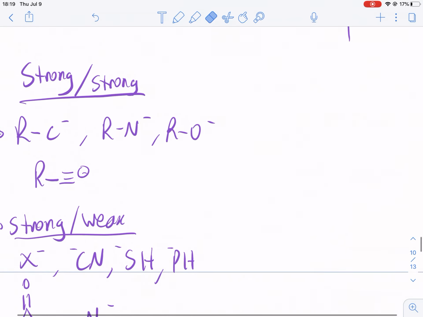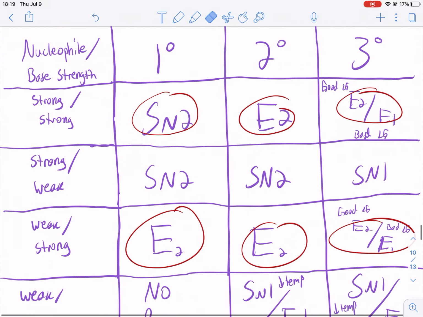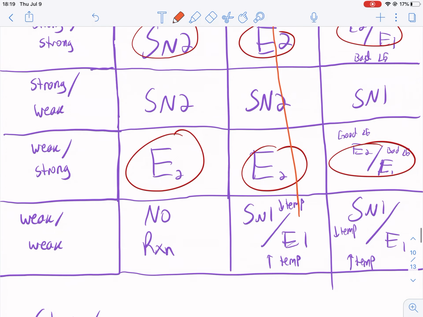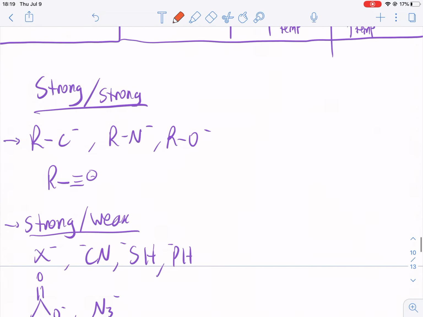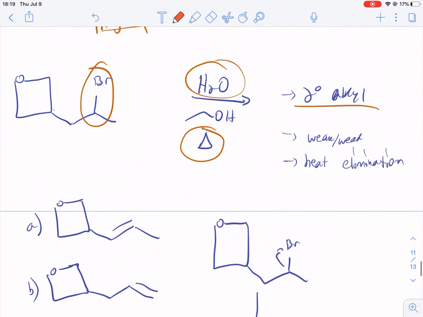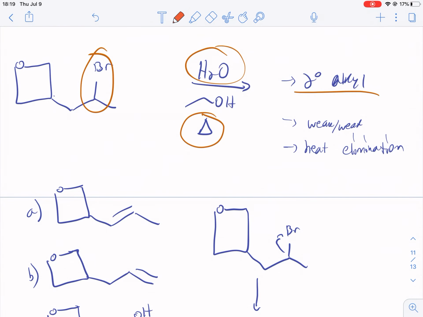So I go to my chart to double check real quick. Secondary alkyl halide, weak nucleophile, weak base, and it's hot, so it's going to be E1. If you reference this chart as you do homework, you won't have to reference this, but we're going to think this through instead of just going to the chart. So, thinking E1, we've confirmed it. Let's just perform the E1 reaction.